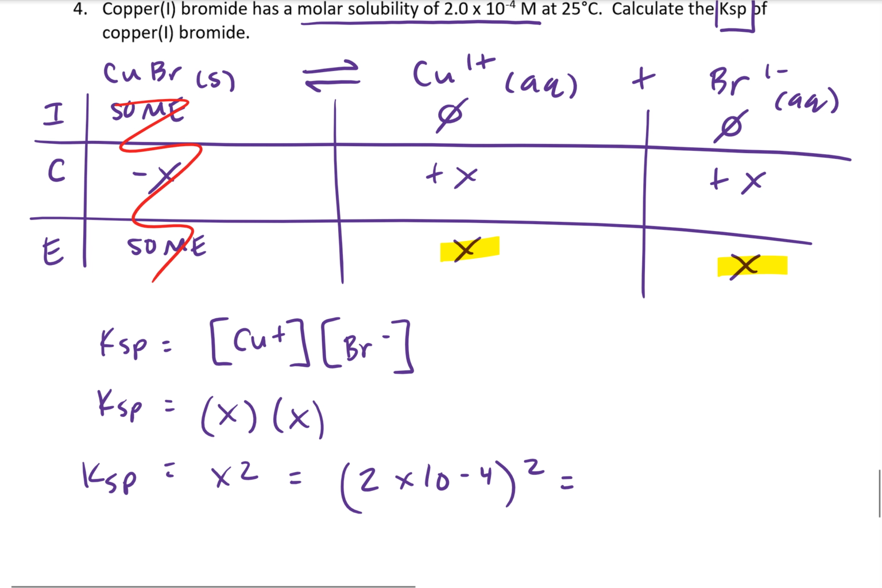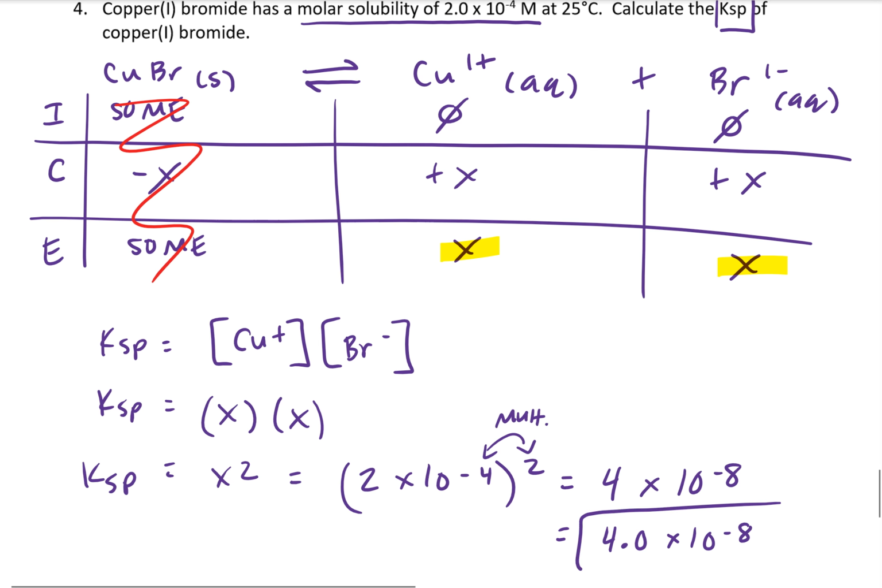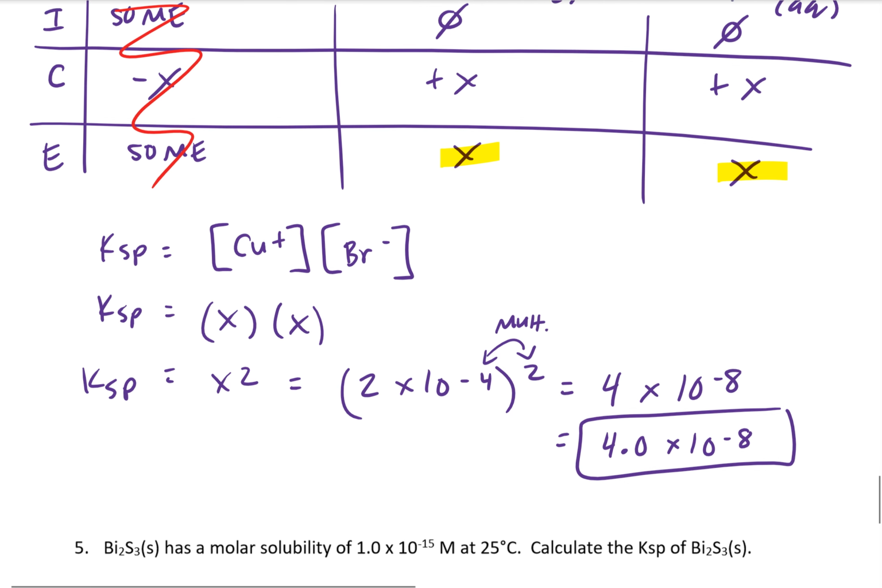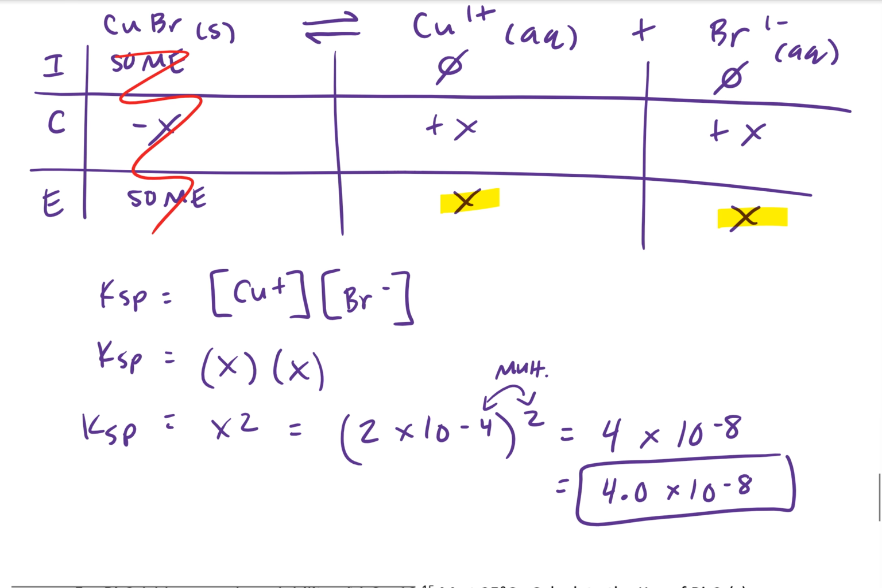2 squared is 4. And then 10 to the negative 4 squared, you multiply the exponents, and you get 10 to the negative 8. So if we're rounding for sig figs, there's 2 sig figs in the problem. So the final answer is 4.0 times 10 to the negative 8. And that is the Ksp value for copper 1 bromide. Remember, Ksps do not have units.